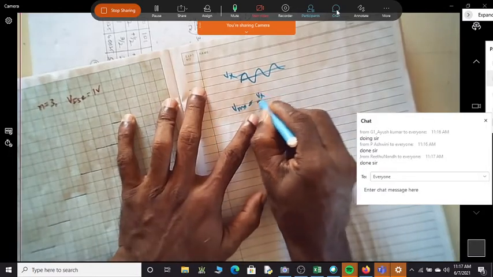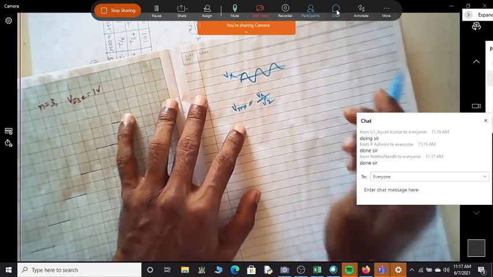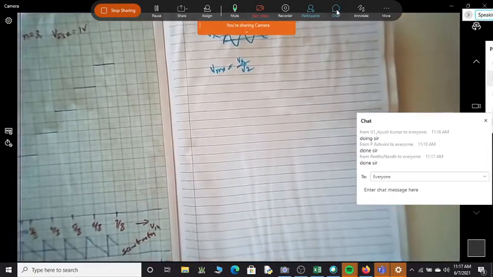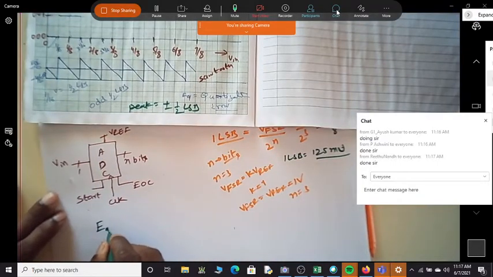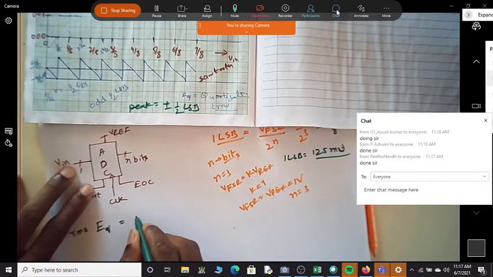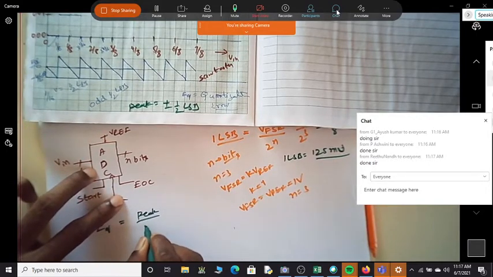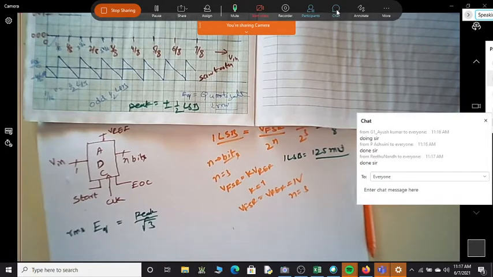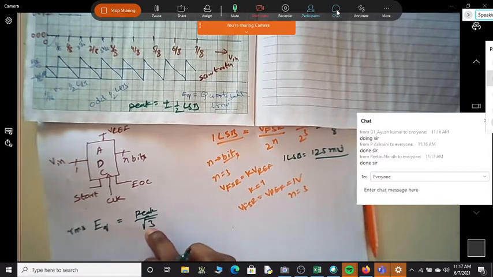Is it Vx by root 2, the RMS of the sine wave? Similarly, for this EQ, we will write the RMS. The RMS of EQ for a sawtooth signal will be equal to the peak by root 3 because of the shape of the waveform. If it were a sinusoidal waveform, it would have been root 2. Since it's a sawtooth, it is peak voltage divided by root 3.